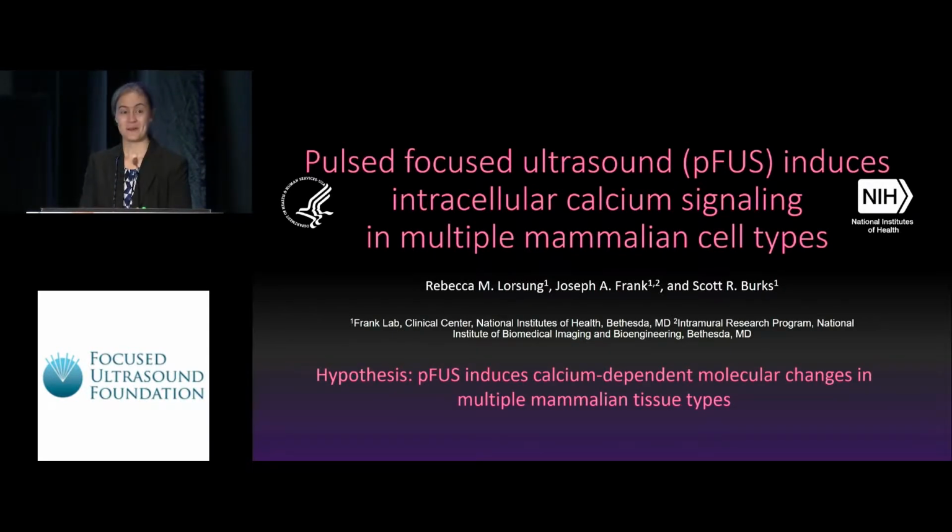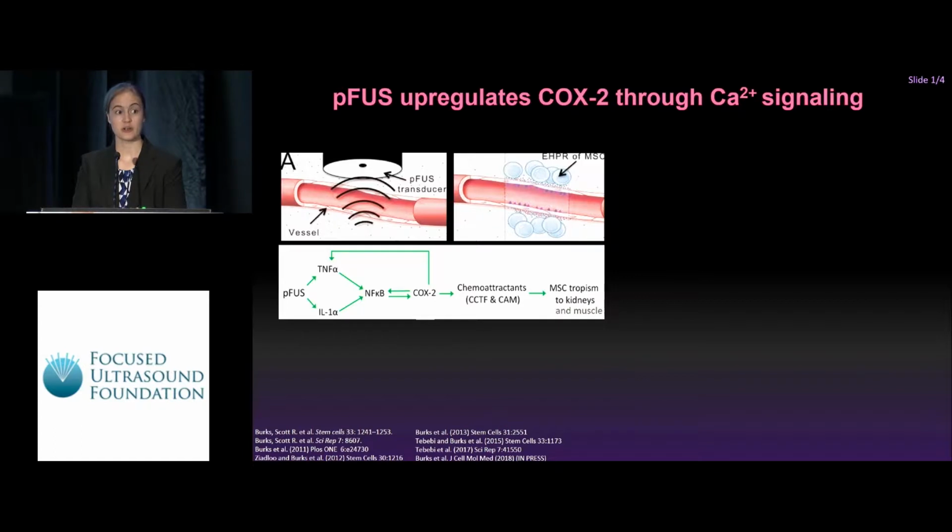So the hypothesis we're addressing in this experiment is that pulse focus ultrasound induces calcium-dependent molecular changes in multiple mammalian tissue types. To start off with some background, our lab has found in the past that targeting pulse focus ultrasound to the kidney or skeletal muscle results in increased mesenchymal stem cell homing to these tissues, resulting in downstream therapeutic response. And we've further found that this is a COX-2-dependent response, resulting in an upregulation of chemoattractants, including chemokines, cytokines, and trophic factors, and cell adhesion molecules.